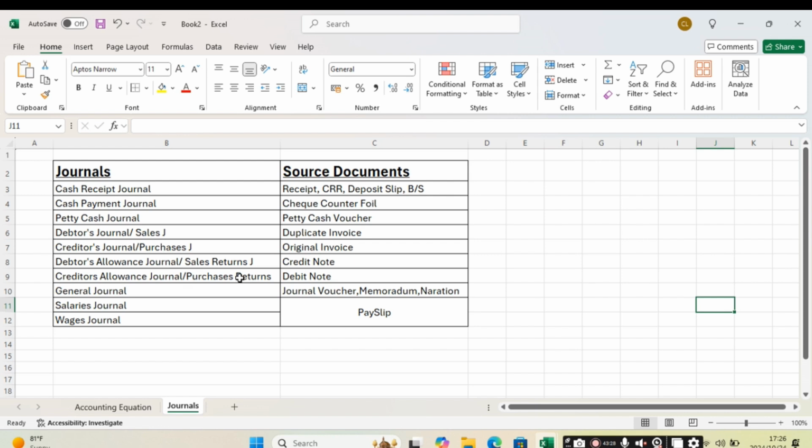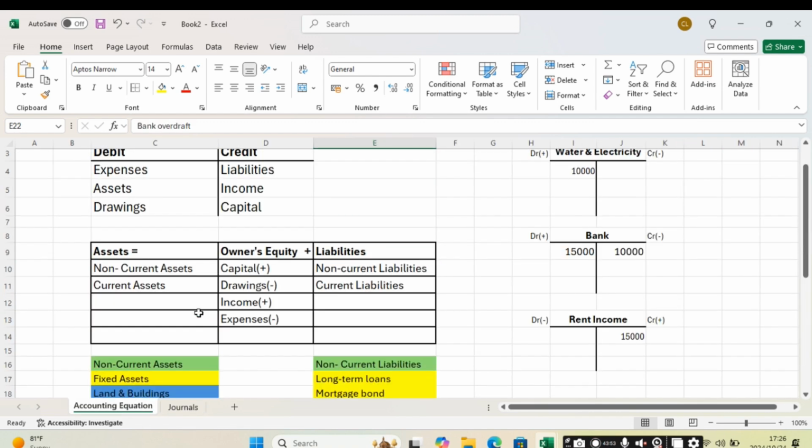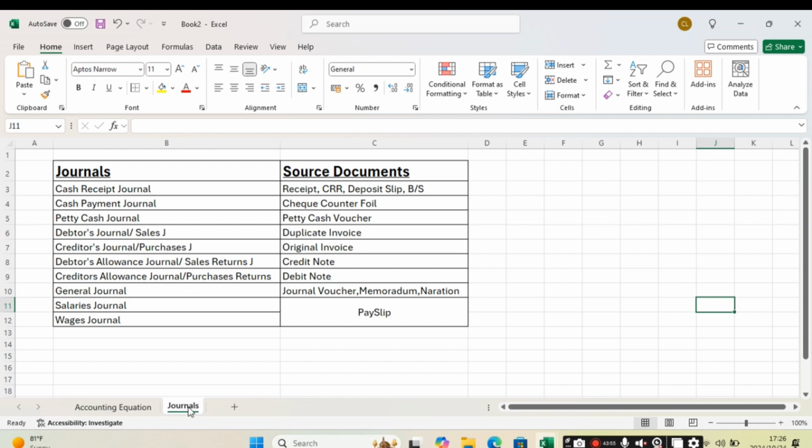Okay, in the next video, where I'll be doing our accounting equation, I will also be dealing with our source documents. So you'll see how these source documents are applied in your exam, and how the questions are being asked in the exam. So I think for now this is more or less everything concerning your accounting equation and also your journals.